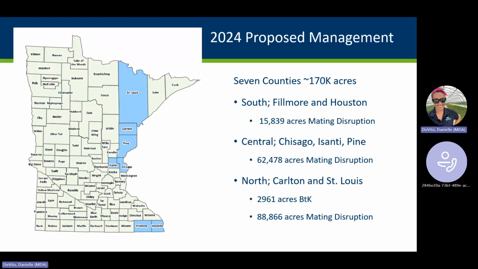The Minnesota Department of Agriculture is proposing to manage spongy moth detections in 7 counties: between Fillmore and Houston, Chisago, Isanti and Pine, and Carlton and St. Louis County. We'll be targeting 42 specific areas, totaling approximately 170,000 acres, with the most areas to be managed in Carlton and St. Louis County.